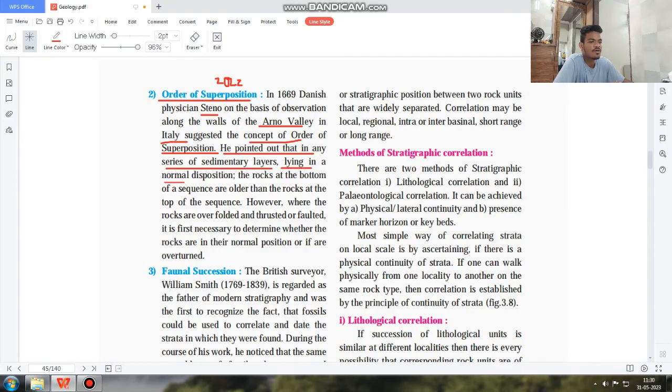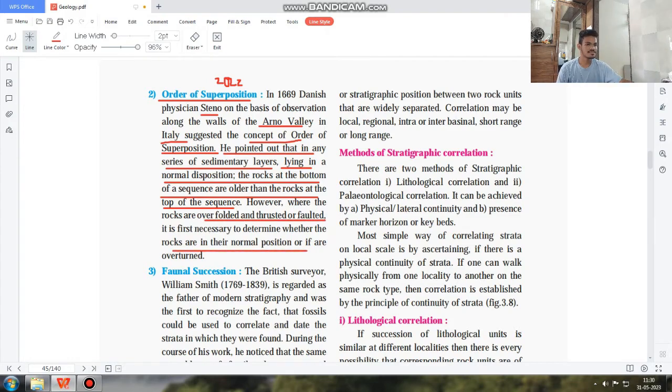However, the rocks are folded, overfolded, thrusted or faulted. It is first necessary to determine whether rocks are in normal position, or whether they are overfolded, thrusted or overturned. Yes, actually basically this entire thing is important.